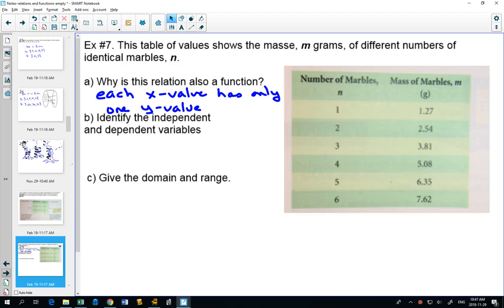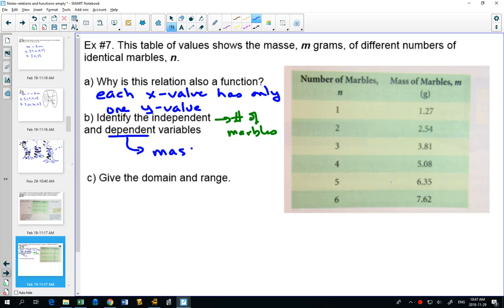Now that's not to say that you should be the same weight every time you get onto a scale, because you might have changed in between. But for the marbles, they should be the same every single time. Identify the independent. The independent would be the number of marbles. And the dependent would be the mass.